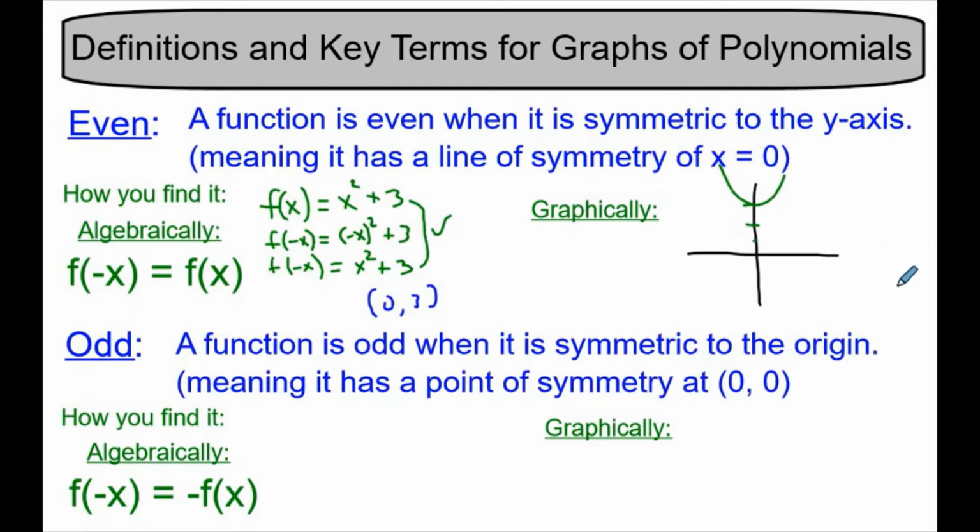Another example of this, which we have seen, is an absolute value graph on the y-axis. Notice the symmetry: it has a line of symmetry at x equals 0.